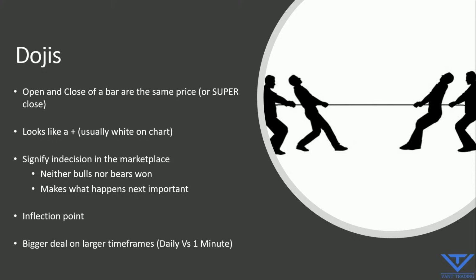And it is a bigger deal on larger time frames. Look, a doji happening on a 1-minute chart is important for day traders, obviously, but on a 5-minute or on a 30-minute or an hour, it would be a much bigger deal. And if you're a swing trader, having a doji on a daily bar could be a big deal, or a weekly bar, or a monthly. The larger the time frame, the more significant it is for that stock.